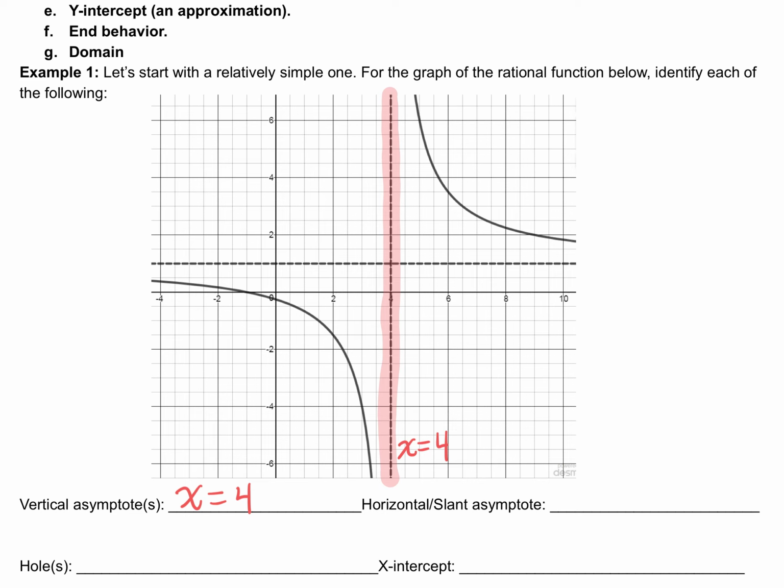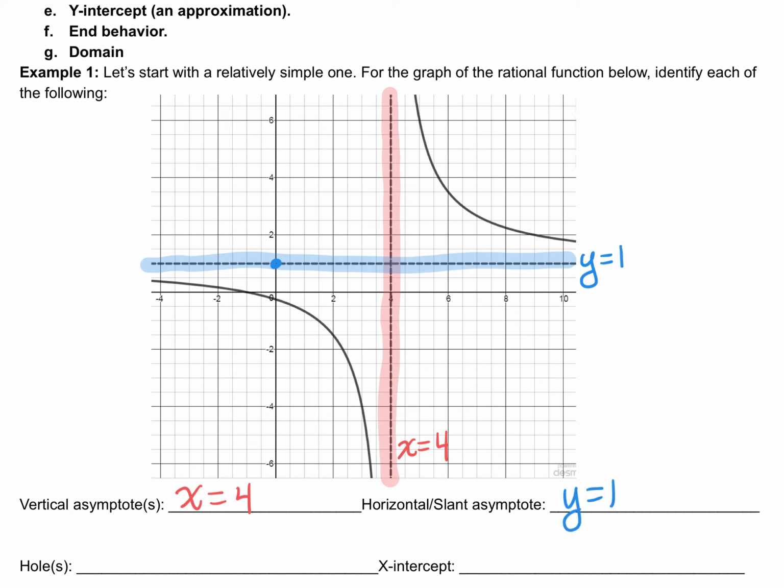Horizontal or slant asymptotes, those are going to be found by looking for those horizontal or possibly slanted looking dotted lines, in which case I just see one. I see that it goes through the y value of 1. So in this case, I would write my horizontal asymptote as y equals 1.